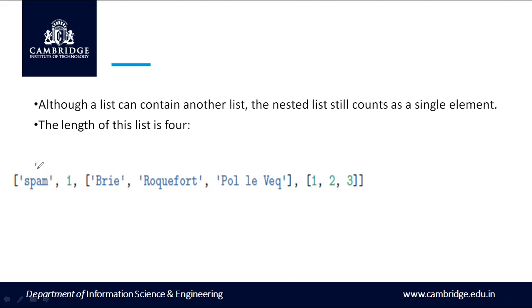The first item here is Sam, the second is the integer element, that is 1, the third element in this list is this string list, that is Brie, Roquefort, Paul Lebec, and the fourth item in this list is this integer list. That is how the nested list is counted. The list is counted as a single element.